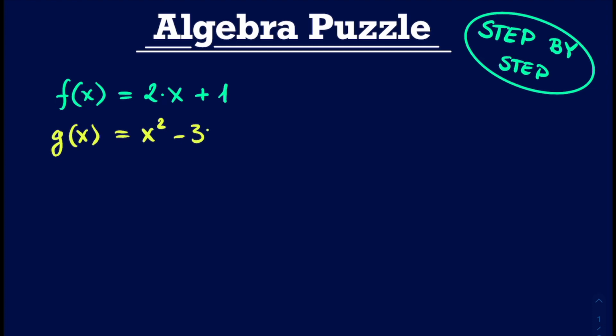In this video, we are going to solve the following puzzle step by step. Let's say that we have a function f of x, which is equal to 2 times x plus 1. We also have another function called g of x, which is equal to x squared minus 3 times x plus 2. Given these two functions, the puzzle asks the following.